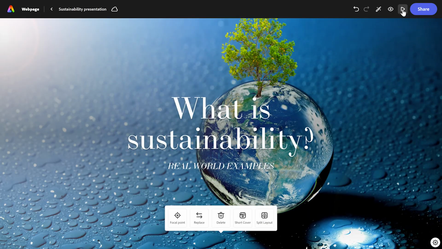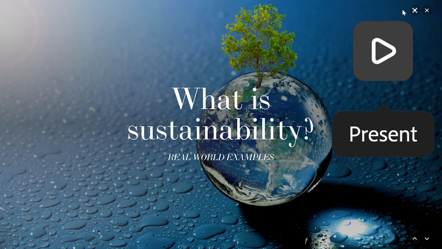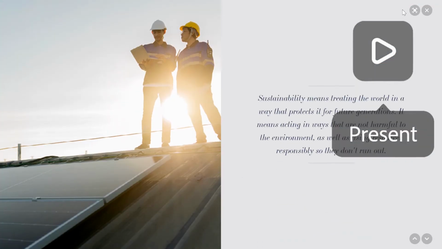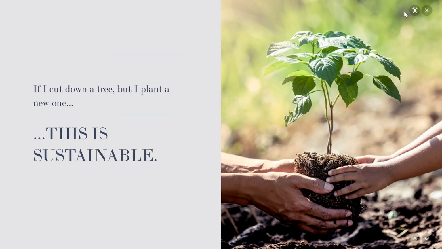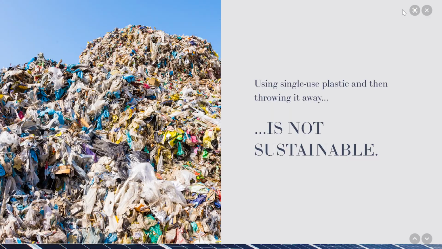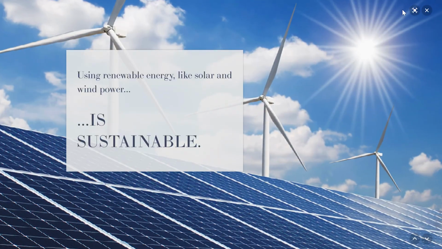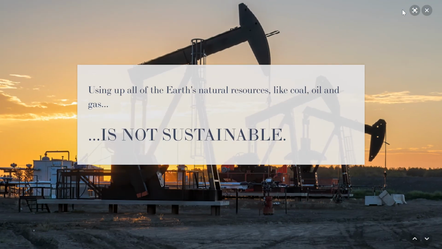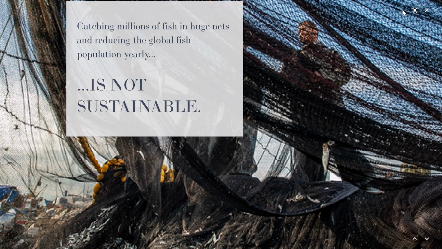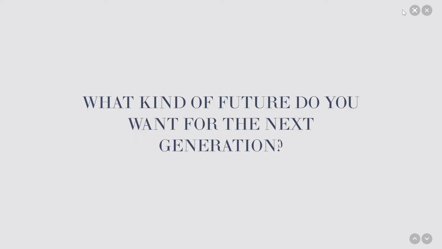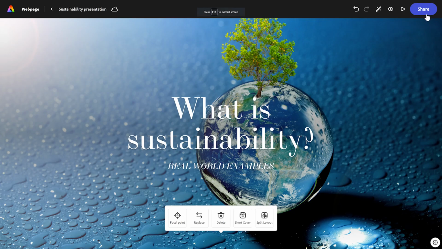Now I can press this present button at the top. So there we go. I've got my title. What is sustainability? I've got a quick definition of what sustainability means. I've then got an example of a sustainable practice. I've then talked about the use of single-use plastics, renewable energy, fossil fuels, recycling, and a bit about overfishing. And I've just finished with a little bit of text to round off my presentation that says, what kind of future do you want for the next generation? So there we go. That's our presentation done.